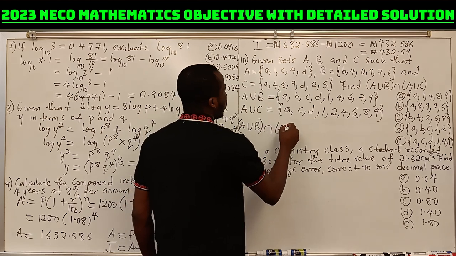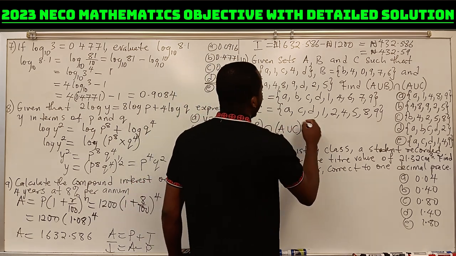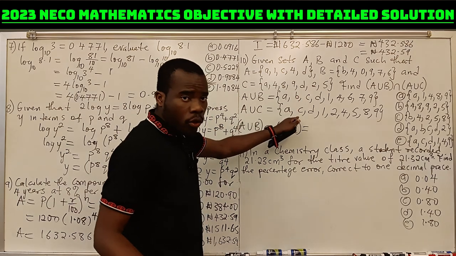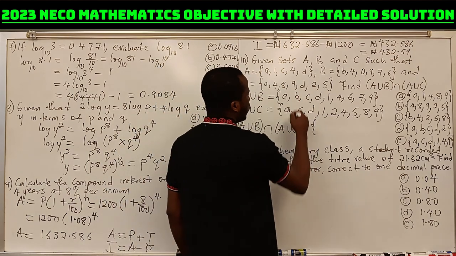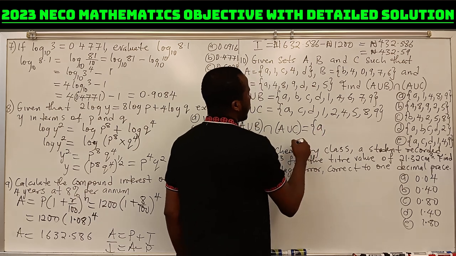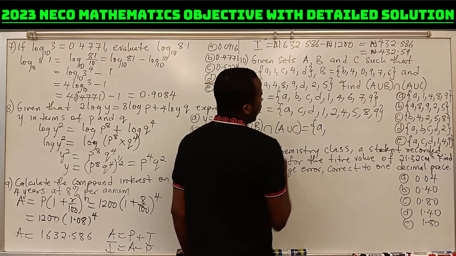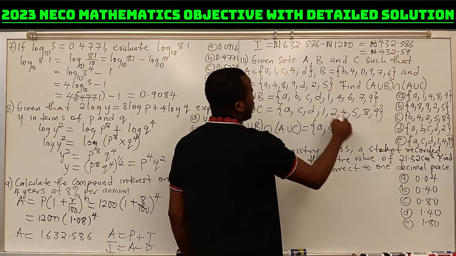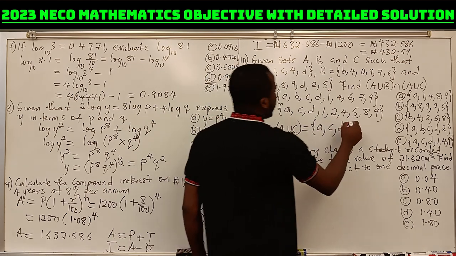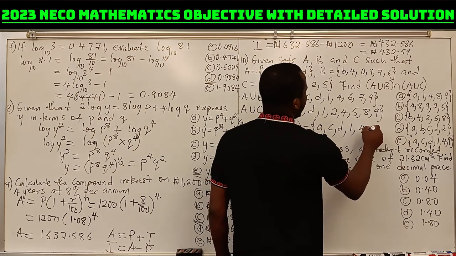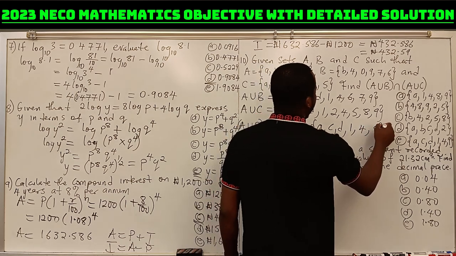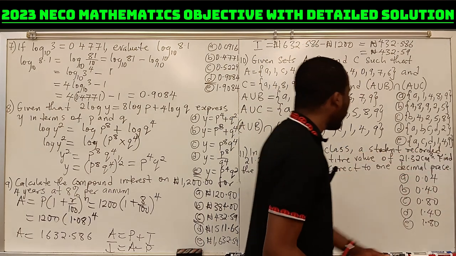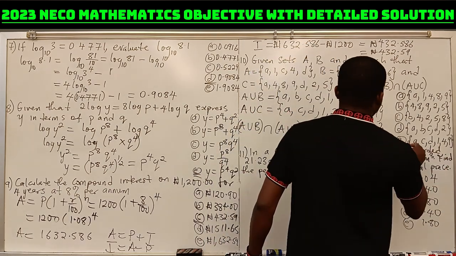And if we take the intersection of this, A union B intersection A union C, what is common between these two? That is the intersection. What can you see here and see here also? We are seeing A. There's no B, there's C, there's D, there's 1, there's 4, and there is 9. So ACD, ACD 149, which is E.